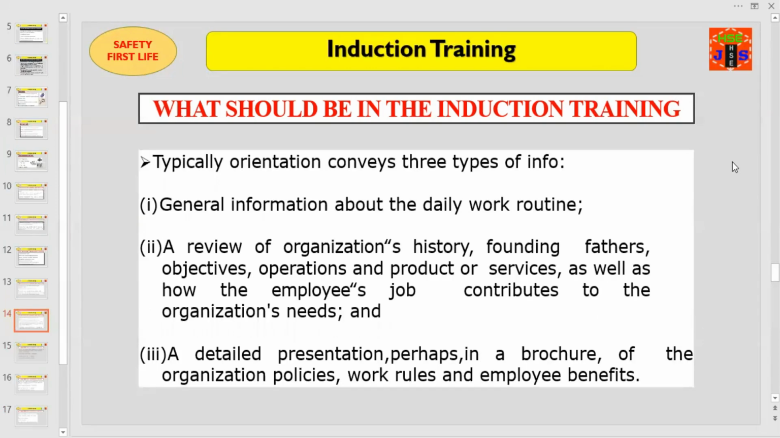Dear friends and colleagues, typically orientation or induction conveys three types of information. Number one, general information about the daily work routine. Number two, a review of the organization's history, founding fathers, objectives, operations, and products or services, as well as how the employee's job contributes to the organization's needs. And number three, a detailed presentation, perhaps in a brochure, of the organization's policies, working rules, and employee benefits.